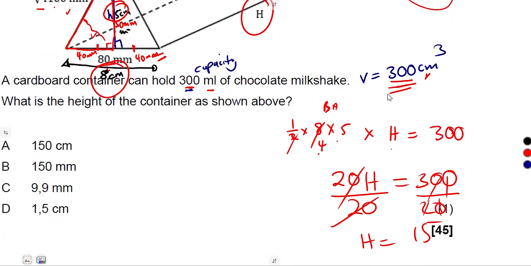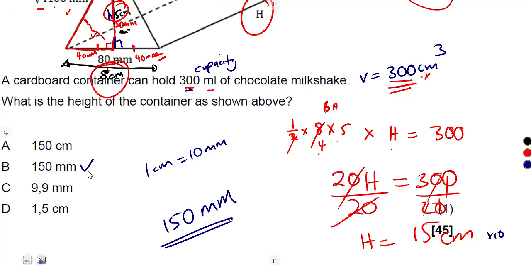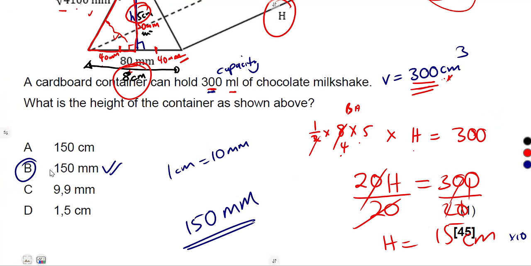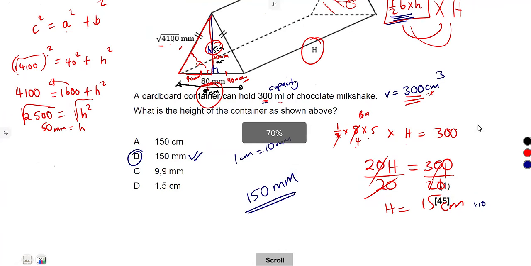So that's 15. We're using centimeters, cubic centimeters. So these are in centimeters. 15 centimeters, we do not have that. So what happened? They are millimeters. So remember, 1 centimeter is 10 millimeters. So if we multiply by 10, it's 150 millimeters. Exactly what we have on B. So you must also check the proper answers at the end.